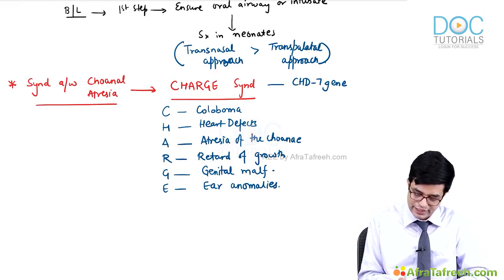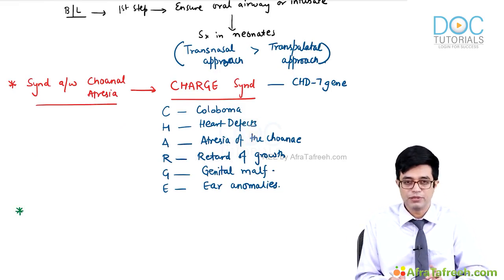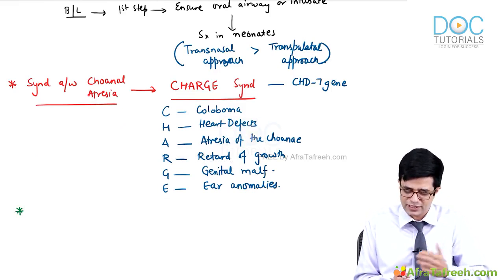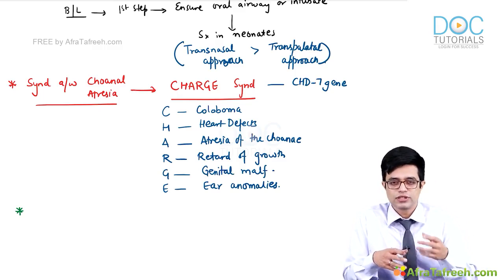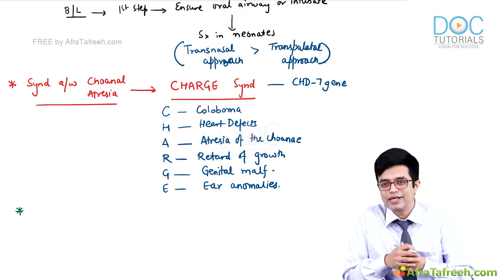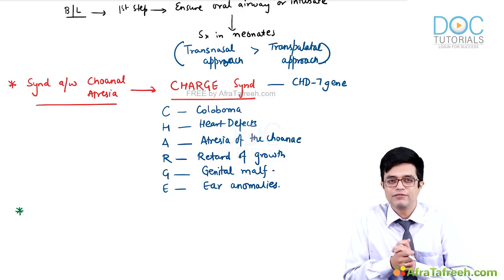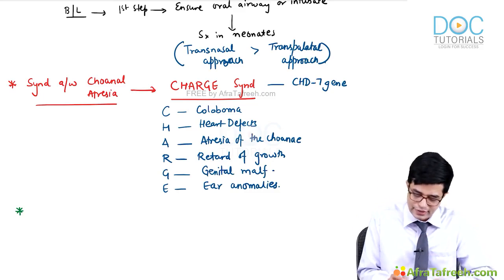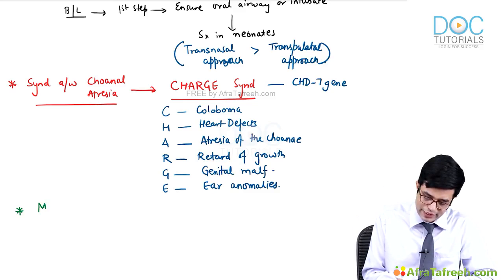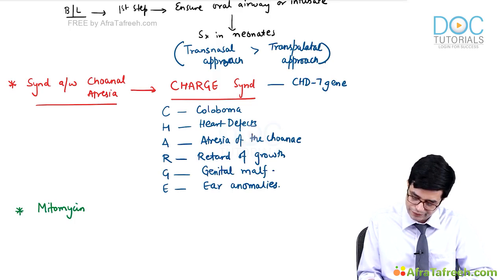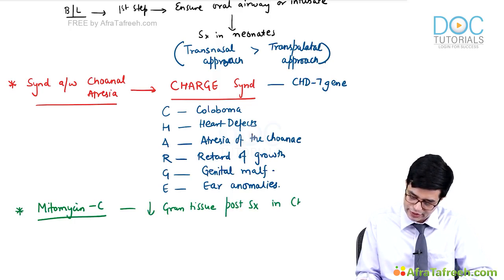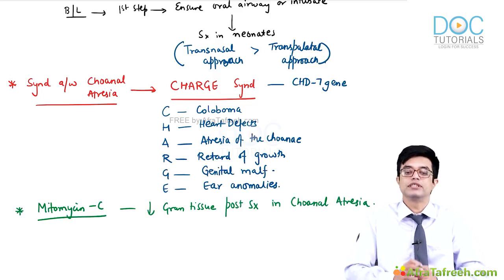A new thing has been added in Nelson 21st edition which you need to remember; it can be asked as a rare thing, and sometimes rare things are also asked. When you do surgery for choanal atresia, often post-surgery granulation tissue forms and restenosis can happen, and it's a fairly common problem. How to manage that? Studies have shown that an agent called mitomycin C decreases granulation tissue formation post-surgery in patients with choanal atresia, and so it can decrease the chances of restenosis.